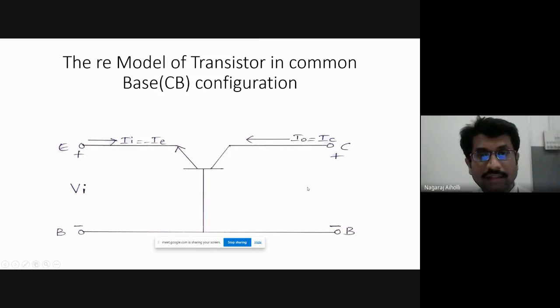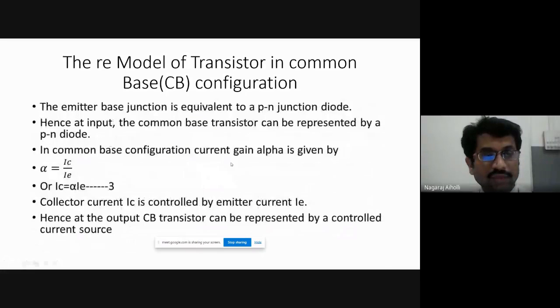That is a normal alpha. Alpha is given by IC upon IE, or IC is equal to alpha into IE. That means the collector current depends upon the emitter current. As emitter current increases, collector current increases. As emitter current decreases, collector current also decreases, because they are directly proportional to each other. IC is equal to alpha into IE. As it is directly proportional, collector current IC is controlled by the emitter current IE.